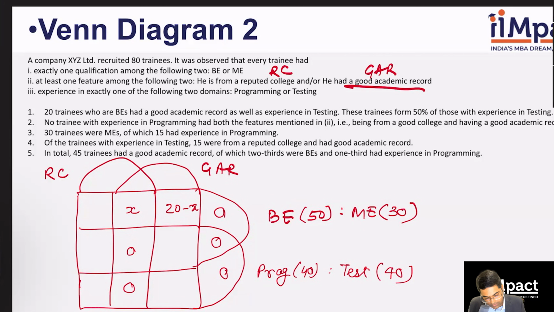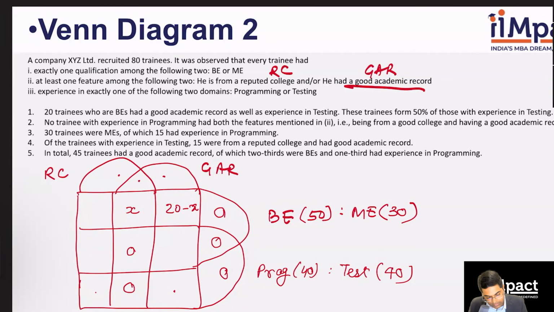So that means ME is outside the BE set. And 15 had experience in programming. The other 15 did not have experience in programming, which means they had experience in testing. So these three essentially will give me a 15, is what I know, and these two will give me a 15. So I will just hold it for now. Let's see if I can fill some more data before coming to these.